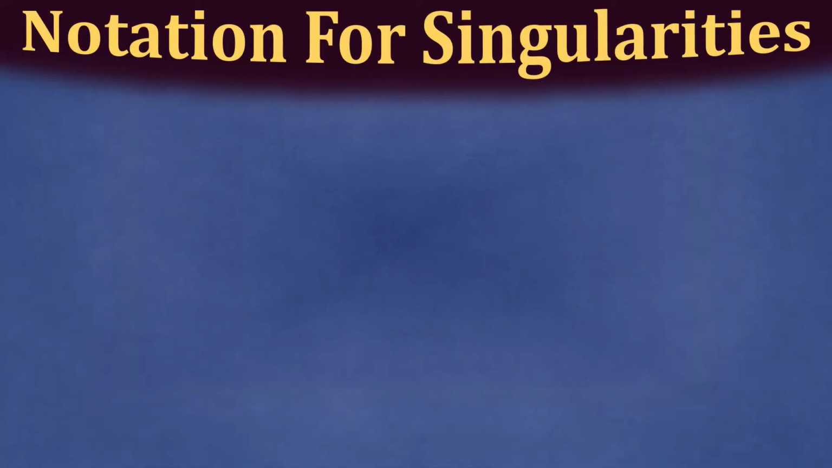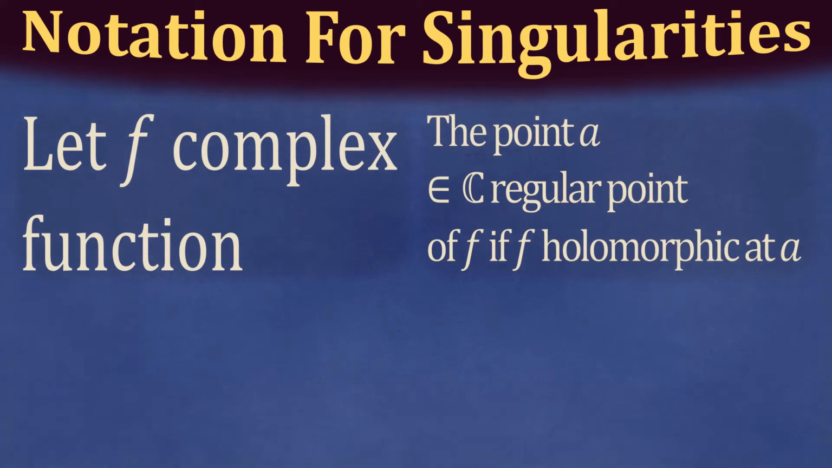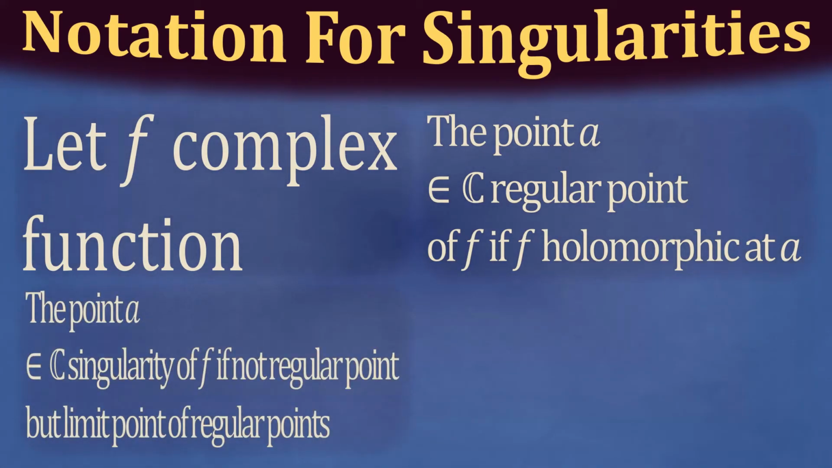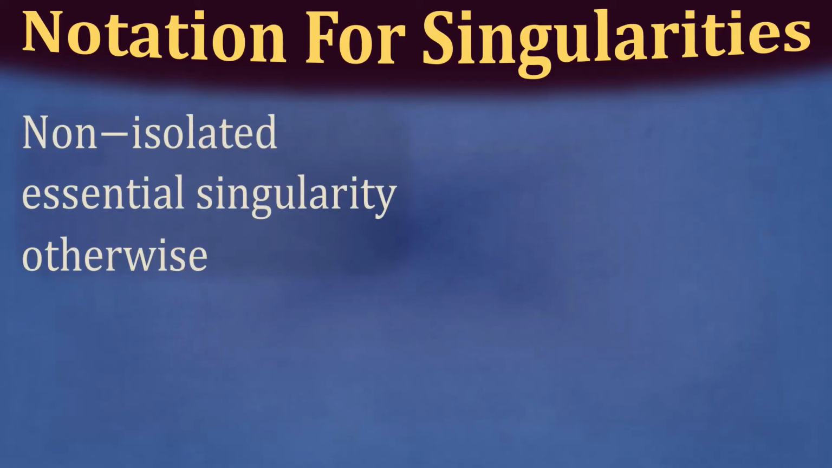Now, let's move on to give some notation for singularities. Let f be a complex function. The point a, a complex number, is a regular point of f if f is holomorphic at a. The point a, a complex number, is a singularity of f if it is not a regular point, but it is a limit of regular points. A singularity a of f is called an isolated singularity if f is holomorphic in some punctured disk D dash of a and r. It is a non-isolated essential singularity otherwise.